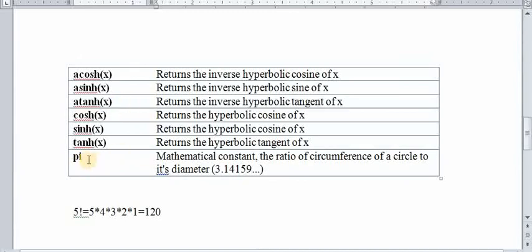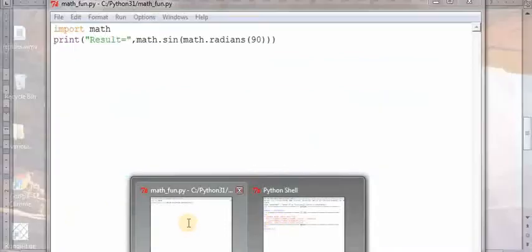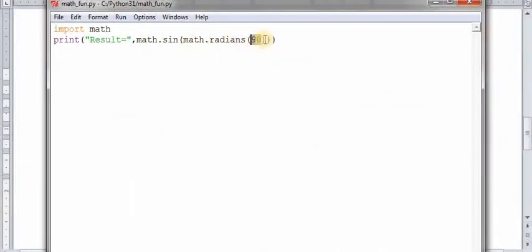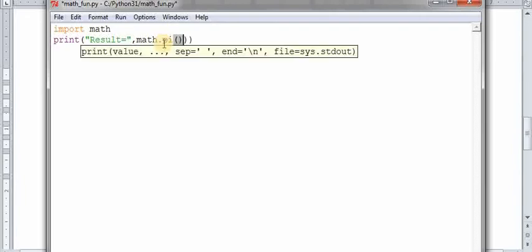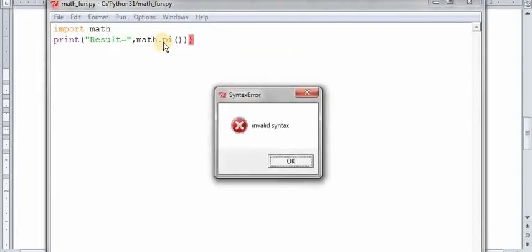Okay, now the next and last function is pi. Pi is a constant. In any program where you need the value of pi, you can write down math.pi. For example, you know what the value of pi is? Obviously it is 22 upon 7, 3.14 something. So how do you use it? The math.pi. Okay, save it and run.